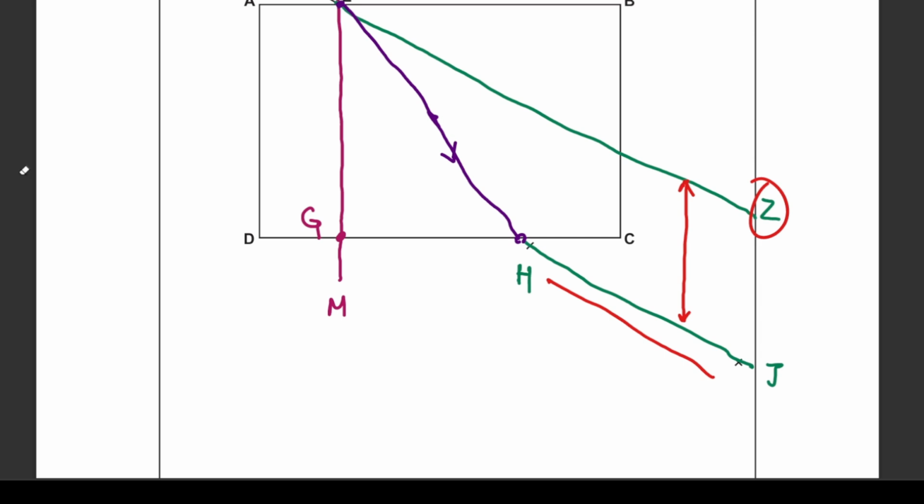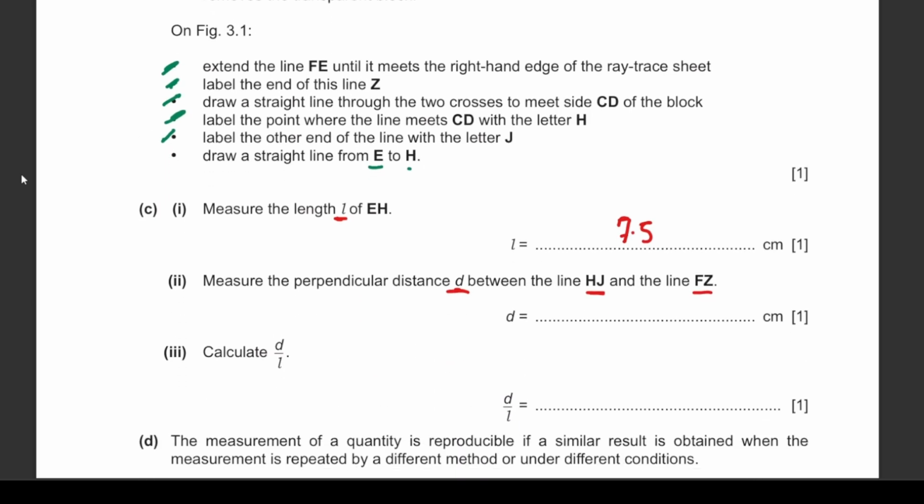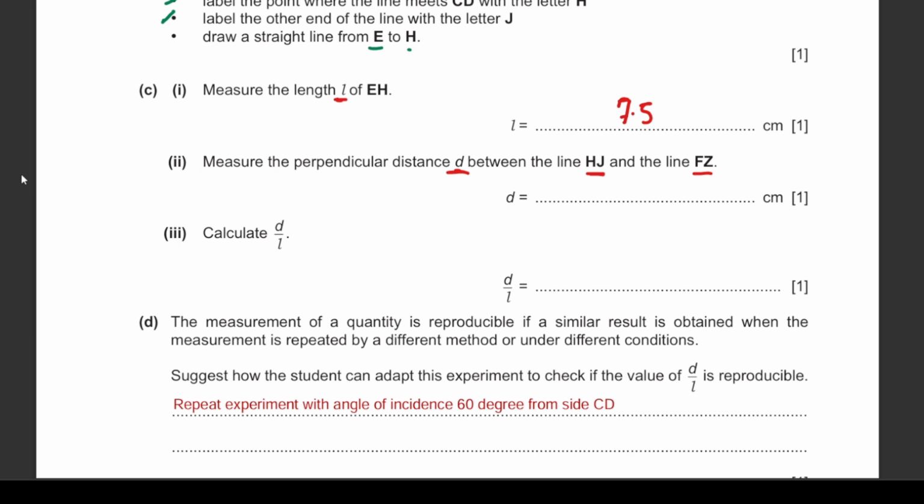Perpendicular distance. So he's looking for this. Or probably this. Right? So this will be the perpendicular distance. Measure this distance perpendicular so that it makes an angle of 90 degrees. And this will come out as around 3 centimeters. So 3.0.